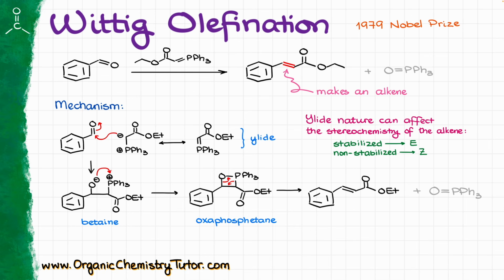Interestingly enough, the stereochemistry of the double bond does seem to depend on the nature of your ylide. If we have ylides containing electron withdrawing groups, we call those stabilizing groups because we have a negative charge over here on our ylide. So in the presence of electron withdrawing groups, we typically see the formation of the E double bond. In the case of non-stabilized phosphorus ylides, we typically see the formation of the Z double bond.